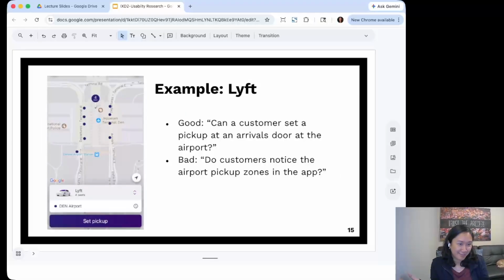Here's another example. With ride sharing apps for Lyft, can a customer set a pickup at the arrivals door at the airport? That is a very specific question. You can observe someone going through those steps and see if they can complete or if they drop off. A bad question would be, do customers notice the airport pickup zones in the app? That's a little bit more difficult to measure. Like, do they notice it? How do you know if they notice it? They might see it, but they might not say anything, right?